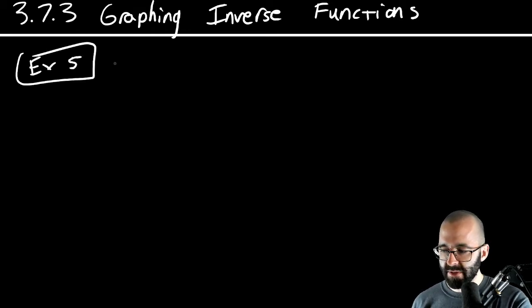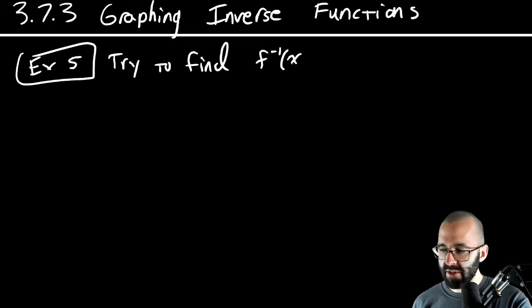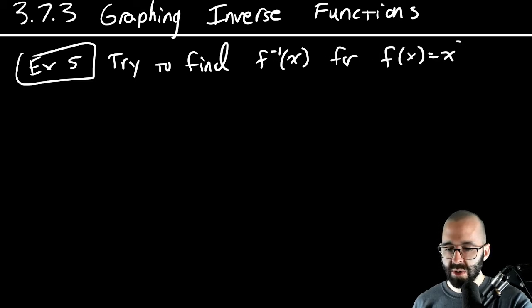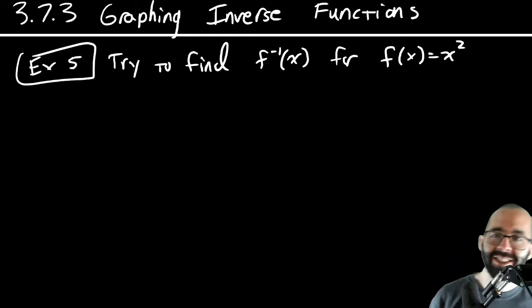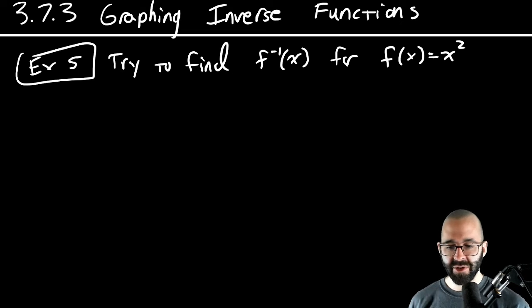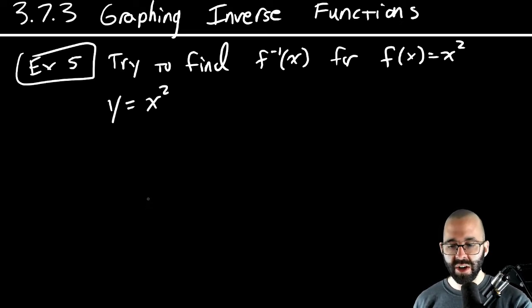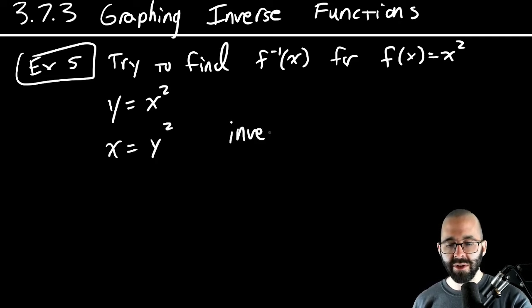Example 5. Try to find f inverse of x, where f of x equals x squared. If you succeed, you're doing it wrong, okay? Because it's impossible. So let's look at this. How do we find inverse functions? Well, we write it in terms of y. This is our original function. Then if we switch the x's and the y's, this is going to be our inverse.